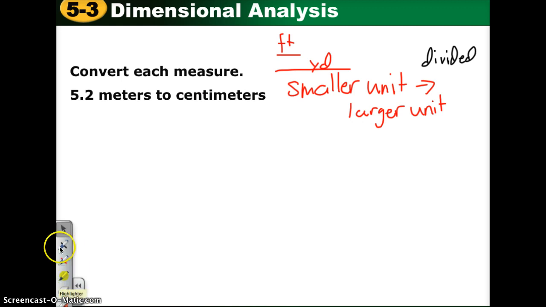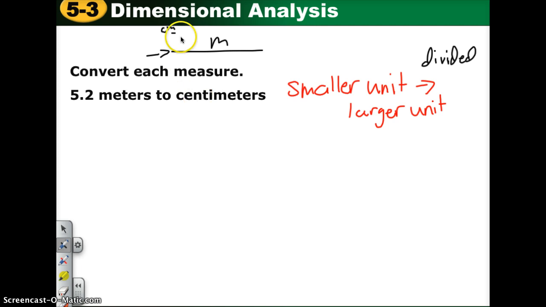Okay, let's change meters to centimeters. So let's try to visualize this. Again, you have a meter stick, so that's fairly long. And then you have a really small piece of that, which would be a centimeter. So now we're starting with the meter stick, or large unit, converting to a smaller one. So if we need 5.2 meters, we're going to need a lot more centimeters.